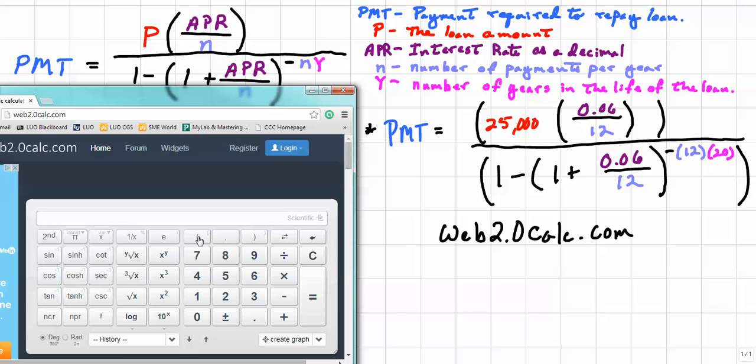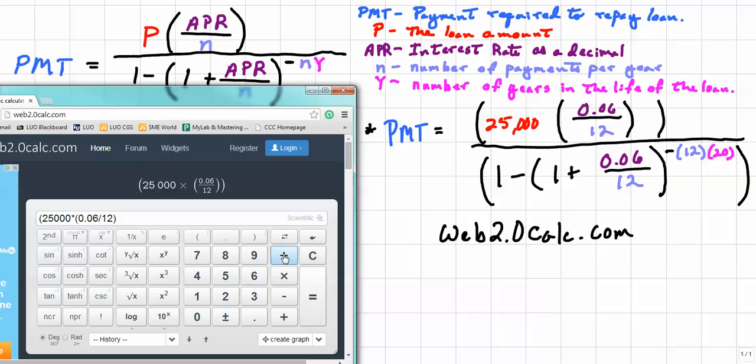So I start with an open parentheses, and then I'm going to type in, or left click in, 25,000. I'm going to multiply that. Notice that I'm going to open parentheses again because I want to put this in a set of parentheses. So I type in 0.06 divided by 12, close the parentheses, and you'll notice now that this right here that I've just highlighted is written exactly as I have it in the fraction on this particular part of the formula.